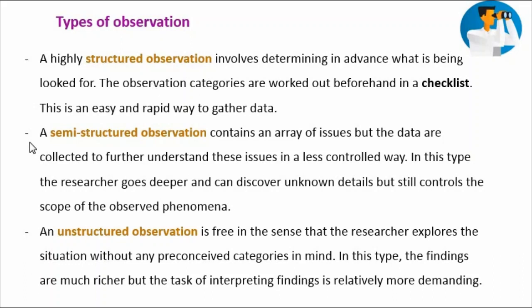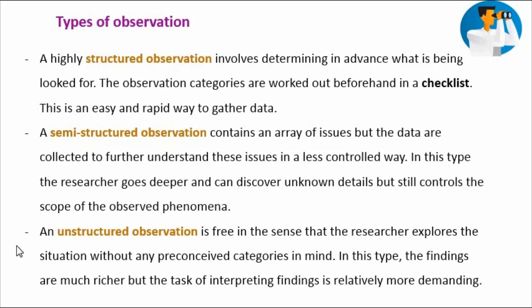The second type, the semi-structured observation, is semi-controlled in the sense that it contains a list of general issues, and the data related to these issues are collected to further understand them in a less controlled way. In this type, the researcher goes deeper. He starts from a list of general issues, but he goes deeper and can discover unknown details, but still controls the scope of the observed phenomena.